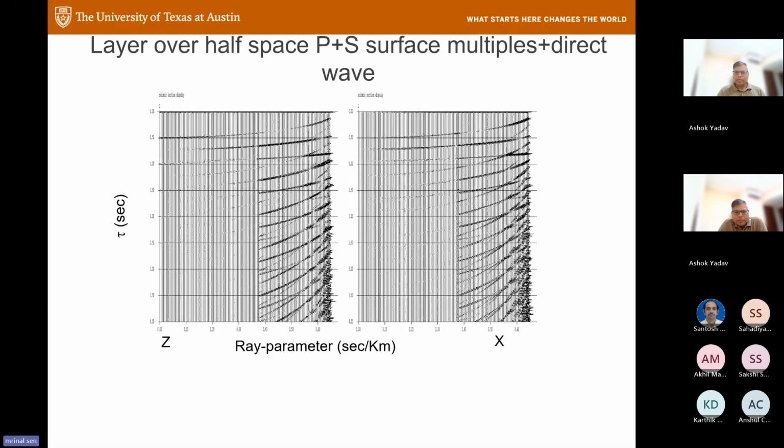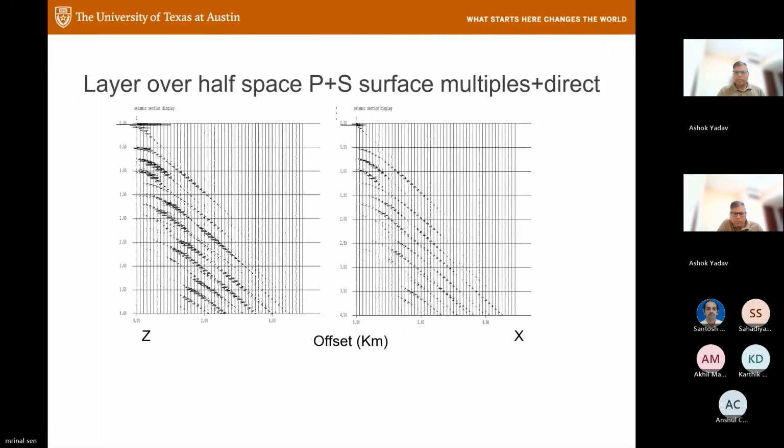However, now I put in all the multiples. This is a simple one layer model. So you can see this is P, this is S, this is internal multiple P, internal multiple S, and so on, in the two components. If you have a strong reverberation, this is the full multi-component synthetic seismograms for P and S.